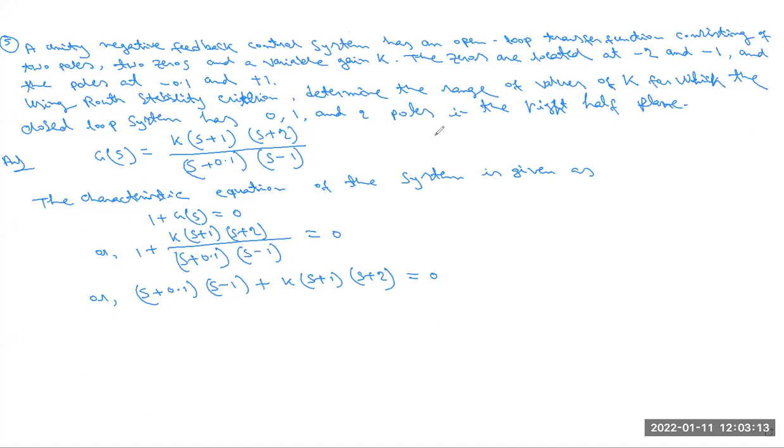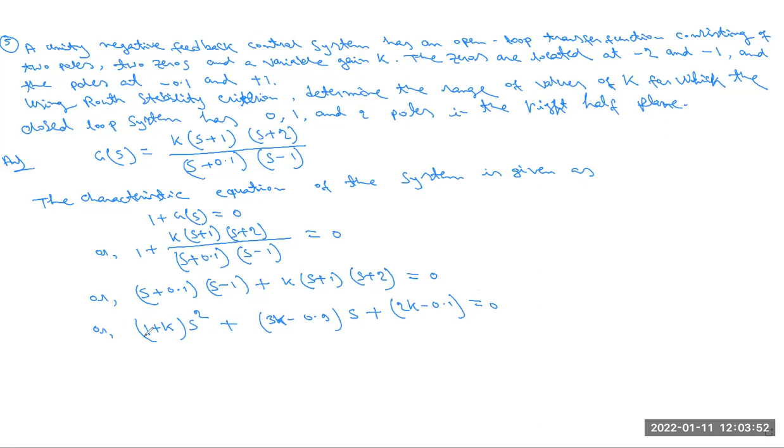Next, we have to multiply this out. So the equation is coming: (1 plus K) s squared plus (3K minus 0.9) s plus (2K minus 0.1), equals 0. You have to multiply this one, and also this one, and the required equation comes in this pattern.